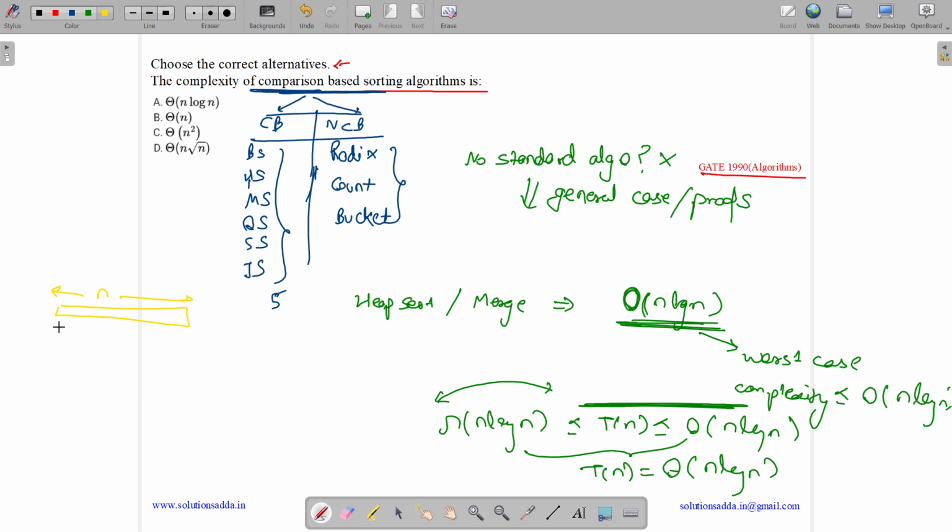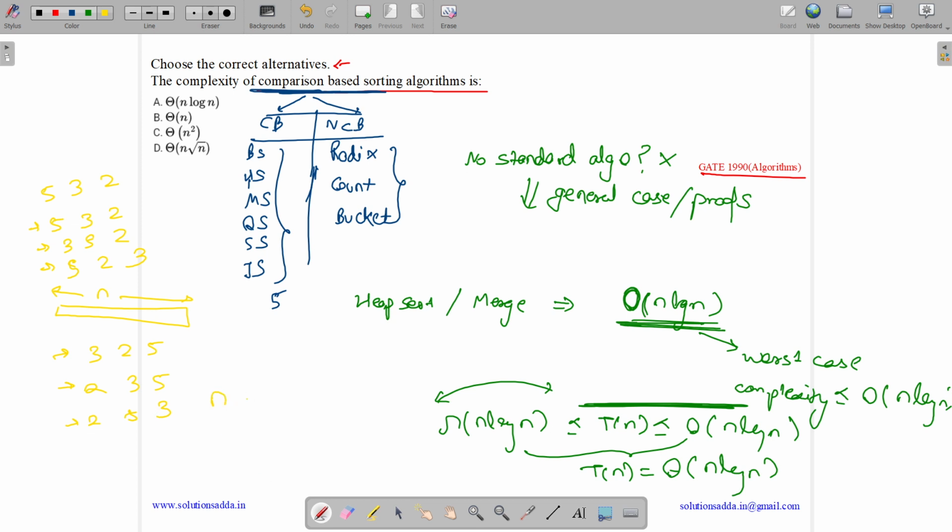Then we can have only one output. Then what are the various permutations that can happen? Suppose we are sorting 5, 3 and 2. So what are the various permutations of sorted? It can be either 532, 352, 523, it can be 325, it can be 235, it can be 253.